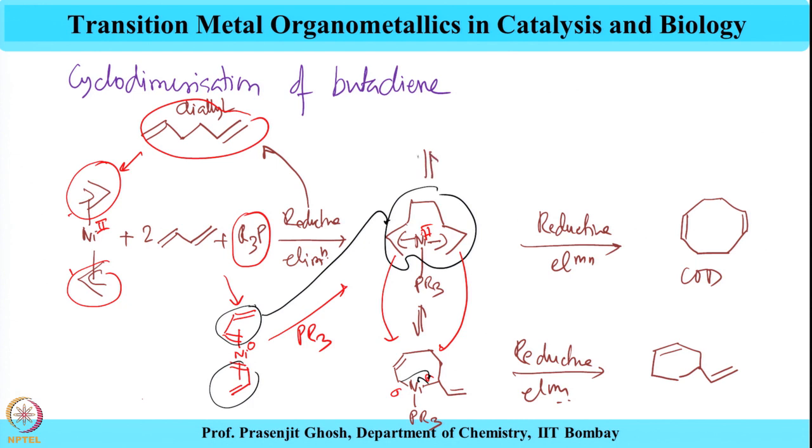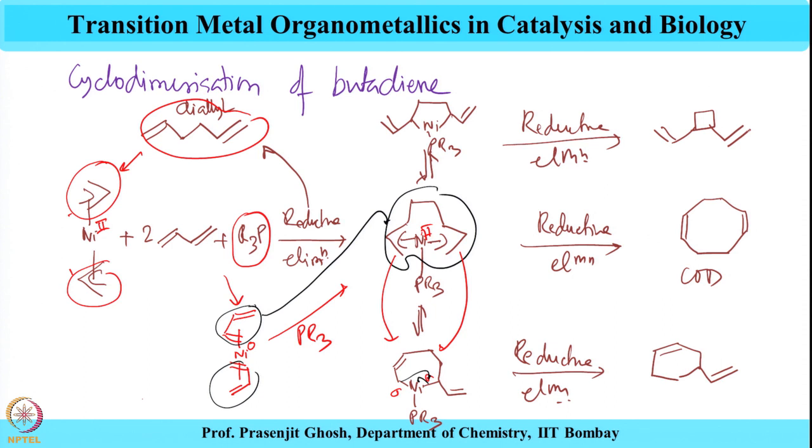Similarly, the central species can also become this nickel metallocycle as is shown over here, and that undergoes reductive elimination to give an interesting compound, cyclobutane compound of this type.